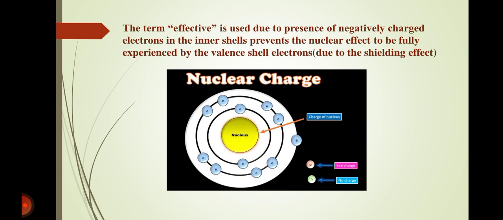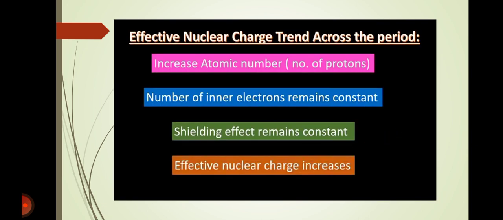So that's why the net positive charge experienced by the valence electron is less as compared to the positive charge experienced by the inner shell electrons. So that's why the term effective is used due to the presence of negatively charged electrons in inner shell, which prevents the nuclear effect to be fully experienced by the valence shell electrons.